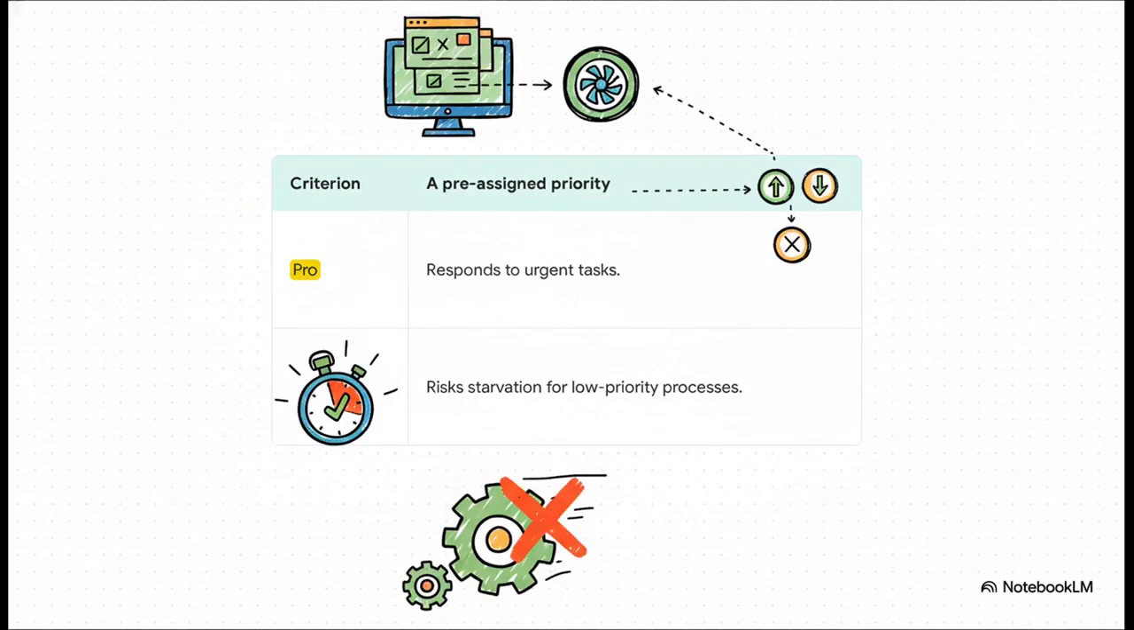A more practical approach, and one you see in real systems, is priority scheduling. Every process gets a priority number, and the scheduler just picks the one with the highest priority. This is awesome for making sure that urgent stuff, like your mouse moving when you move it, happens right away. But you can probably guess the problem. It can also lead to starvation for all the low-priority tasks.